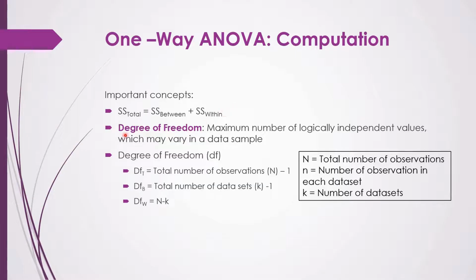The second important concept that we need to know is degree of freedom. Degree of freedom can be defined as the maximum number of logically independent values which may vary in a data sample. I know this is a bit tricky definition. Let me try to explain this with an example. I have a class of 10 students and I have 10 chairs in my class. When the first student enters, the student has the freedom to choose any of the 10 chairs in the class. Once the student sits, the next student comes in.